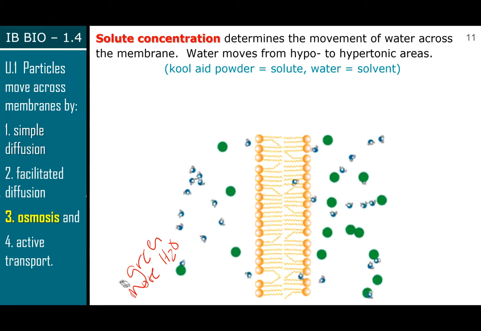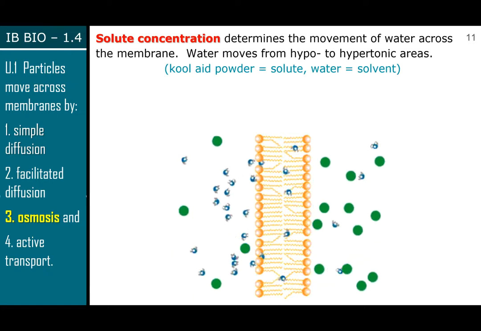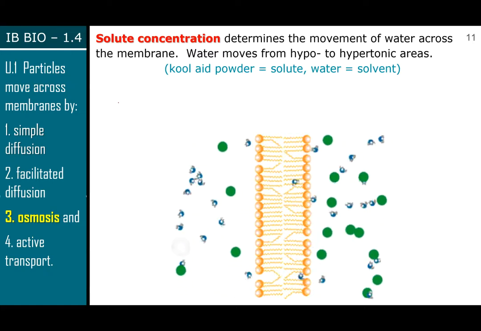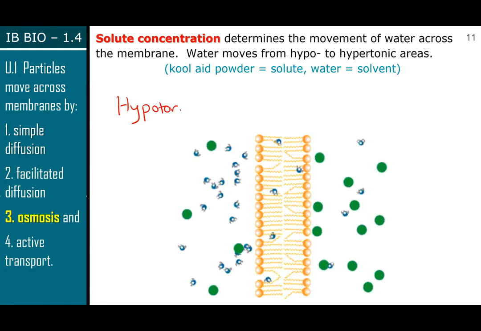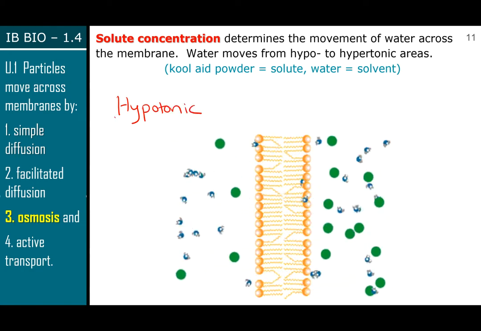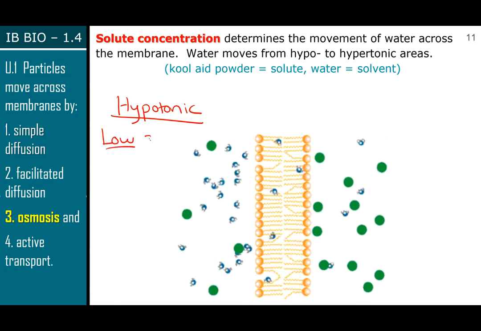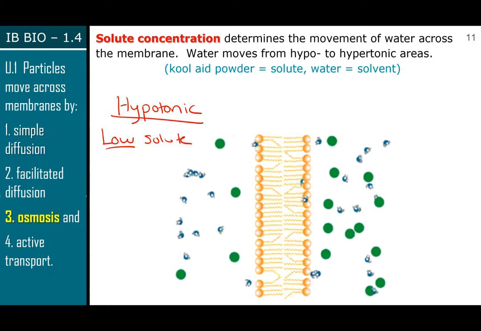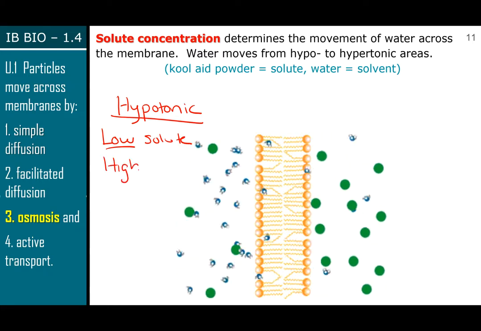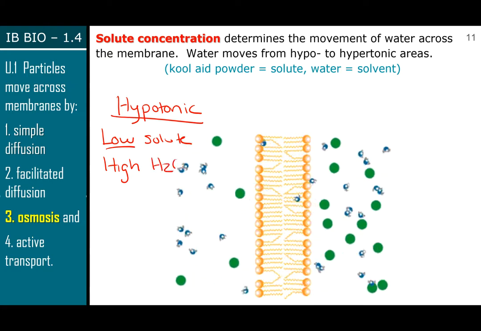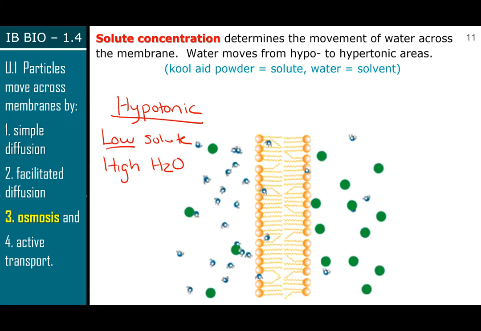That's really messy here. It's because I'm writing, my surface is standing up and I'm trying to write with it standing up. So I'm going to lay it flat and we're going to try this again. Okay. This side is hypotonic. That's a bit neater, right? Because we have low solute and high water, right? The solute is green. The water is the little blue particles.